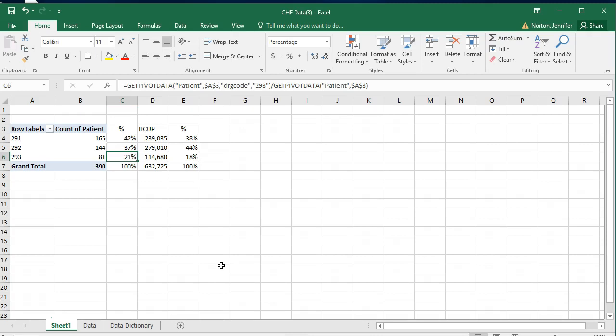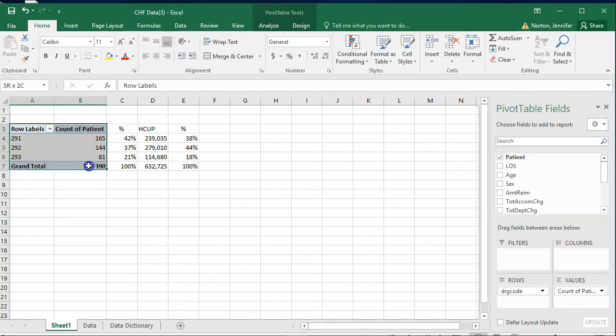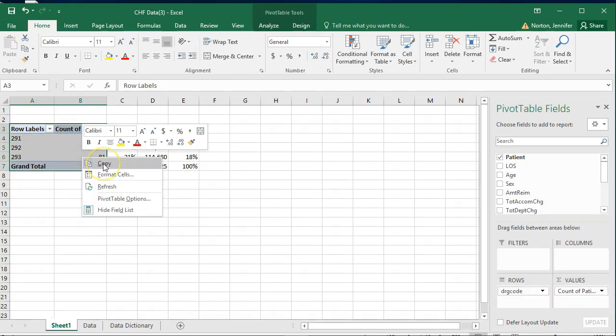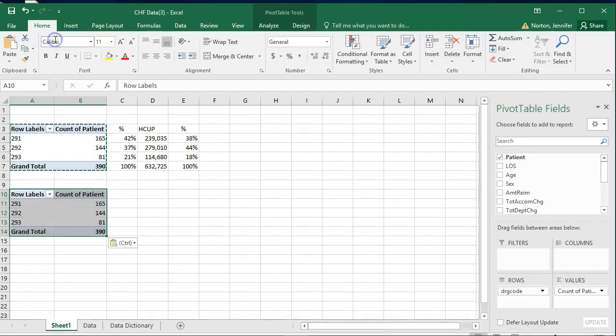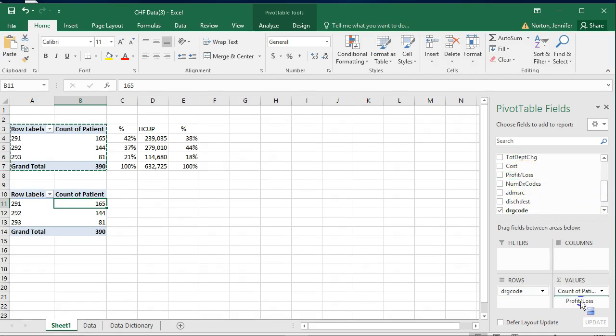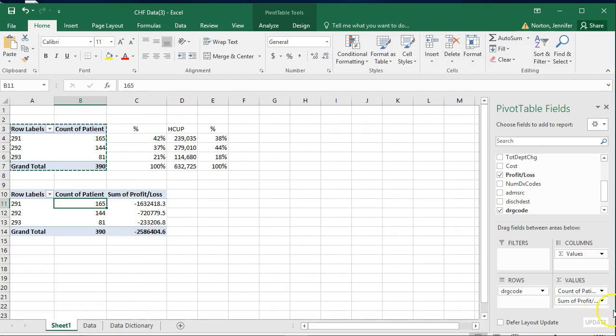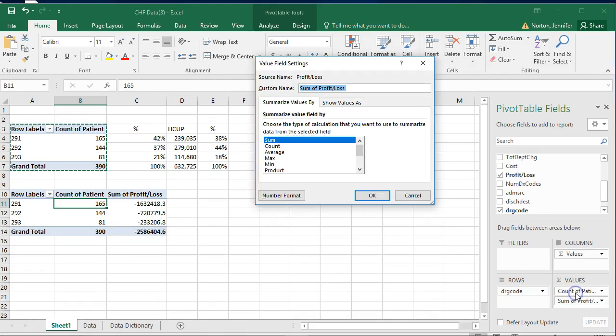that profit and loss? So the next thing I want you to do is we're going to do another pivot table. And basically what we're going to do is highlight the one we've already created and hit copy. And we're going to go below and click paste. That's going to open up a new pivot table. And we want to add to see profit and loss. And again, it sums it, but that really doesn't tell us what we want to know. We want the average profit and loss per DRG code.